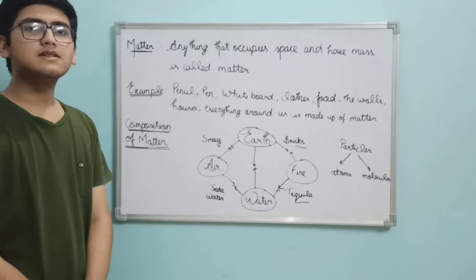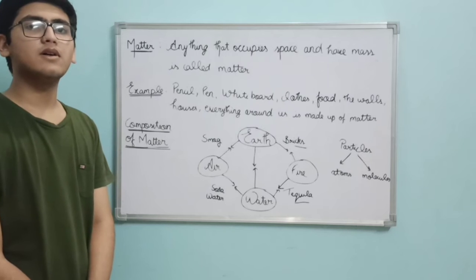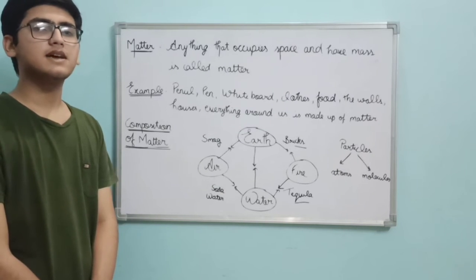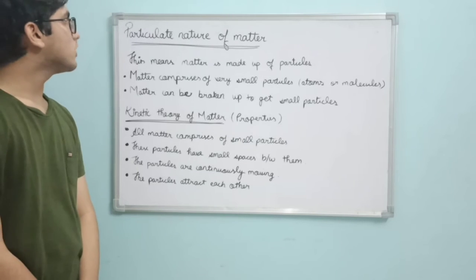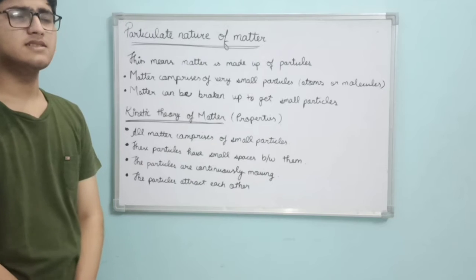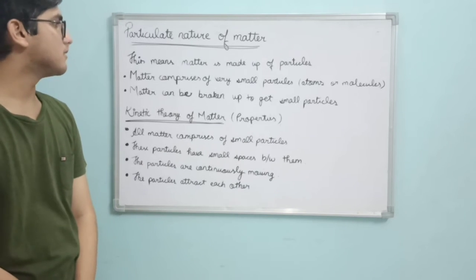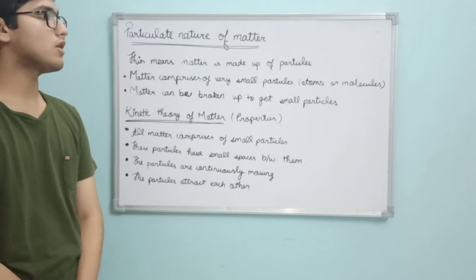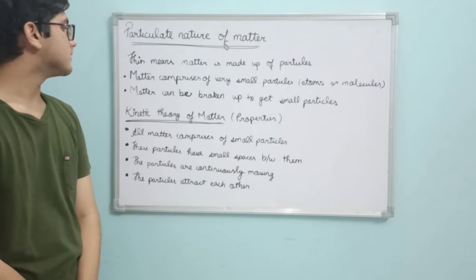Now, matter comprises particles. Actually, it comprises a large number of particles. Those particles can be atoms or molecules. Now, let us see what the particulate nature of matter means. This suggests that matter is made up of particles. Matter comprises very small particles, that is, atoms or molecules. Matter can be broken into small particles.